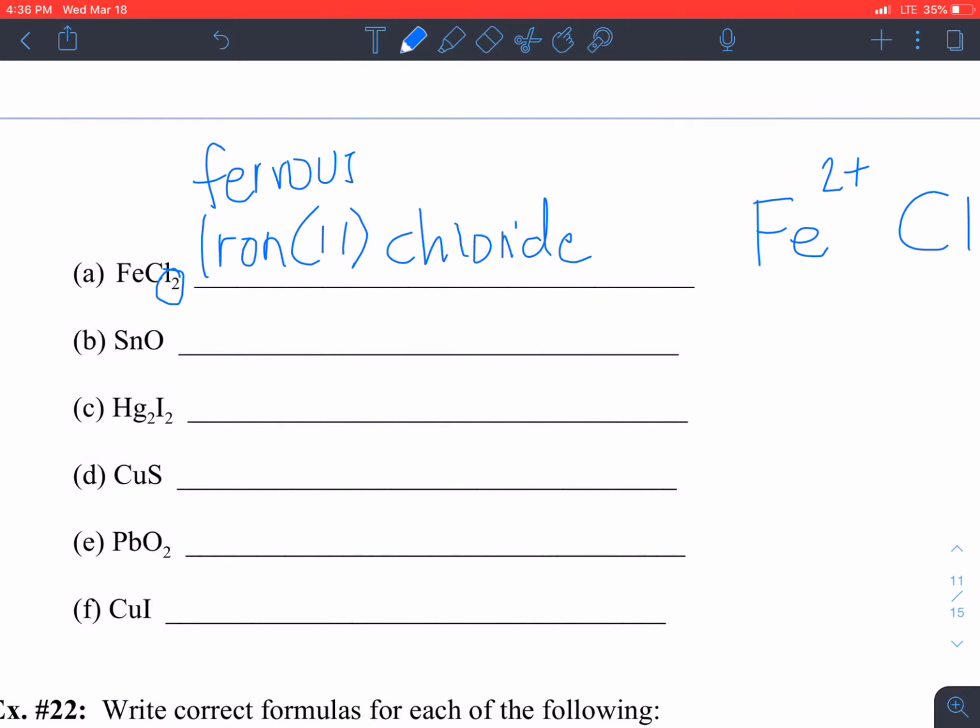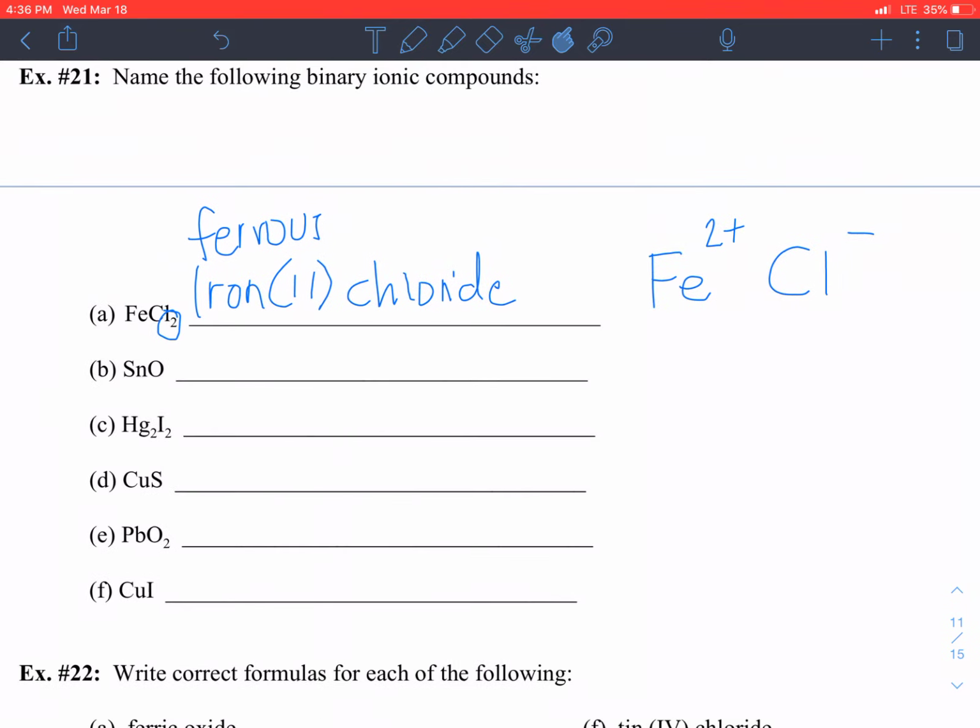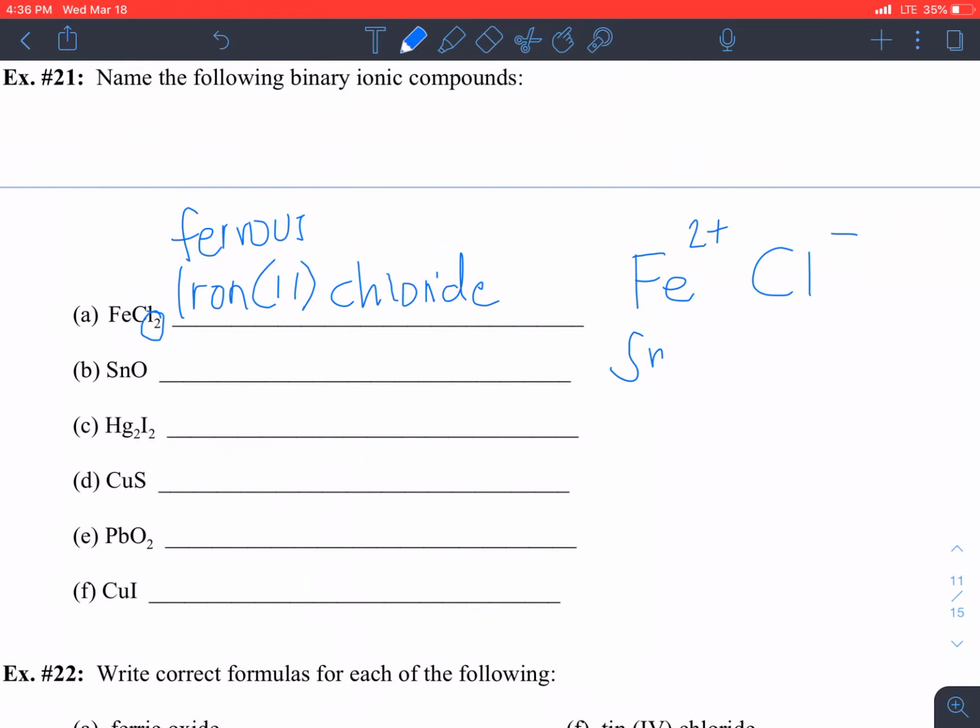Okay, so let's do B. Once again, you want to be able to separate the two ions out. This one is SnO. Now, Sn and lead are pretty tricky because you always want to do that second ion first. Since this is a 1-to-1 ratio, we know that oxygen forms a -2. Therefore, Sn would have to be a +2. And so here I can either name this stannous or tin 2 oxide. Okay, so let's pause here.